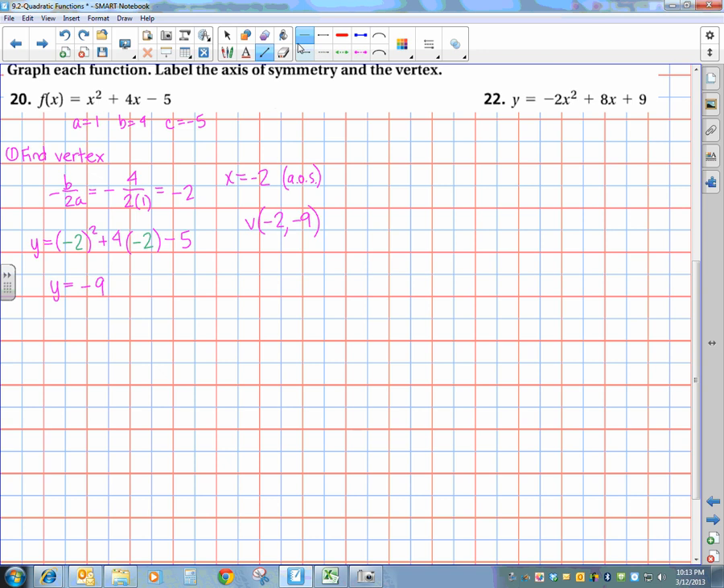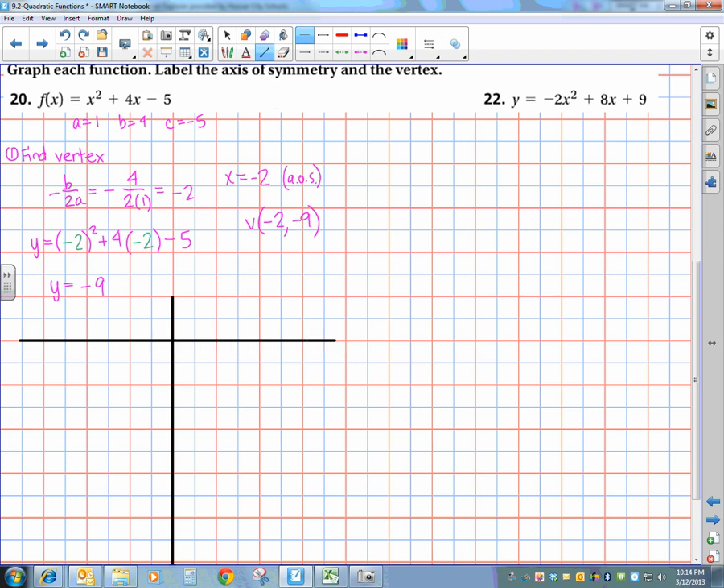So let's put our axes on our paper. And we're going to go to -2, -9. Am I going up or down? Hopefully you know that A is positive, so we're going to be going up. But I'm starting at -9. 2, 4, 6. I've got to come up here.